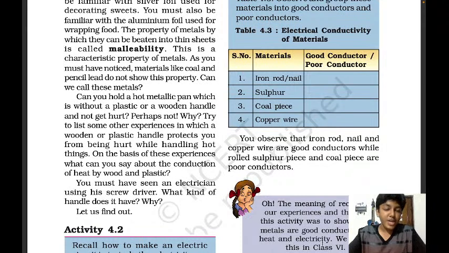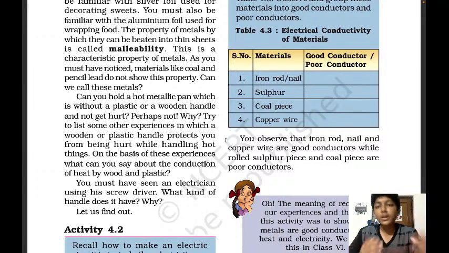This property of metals is called malleability. It is a characteristic property of metals. As you must have noticed, materials like coal and pencil lead do not show this property. Can we call these metals? Can you hold a hot metallic pan which does not have a plastic or wooden handle and not get hurt? Perhaps not. Why? Try to list some other experiences. On the basis of these experiences, what can you say about the conduction of heat in metals, and in wood and plastic?